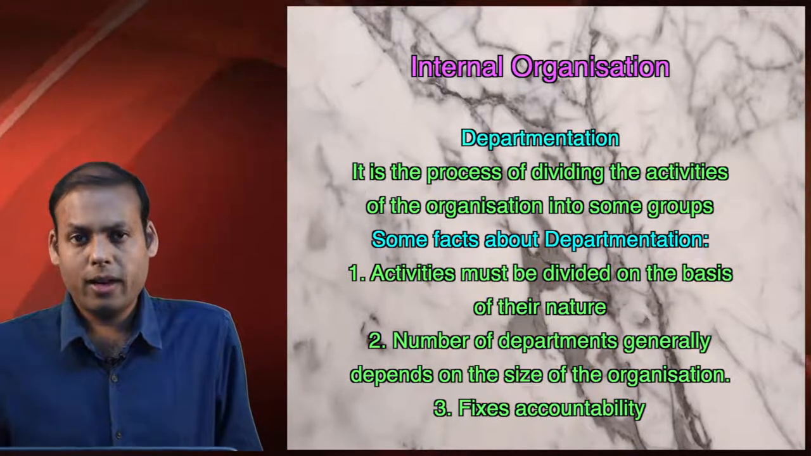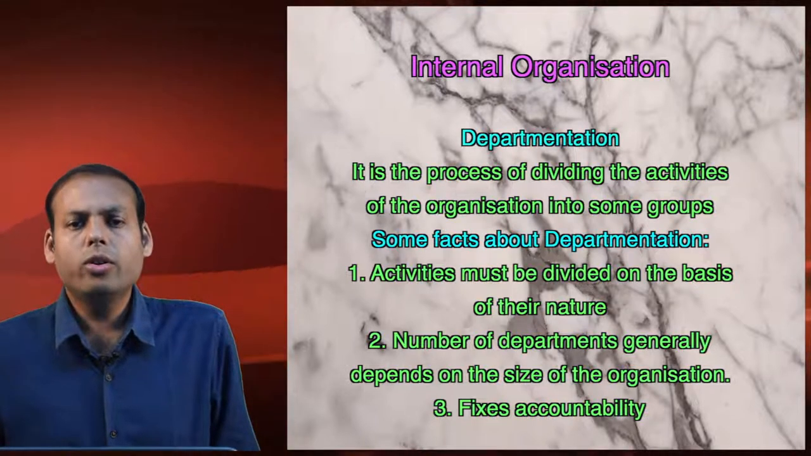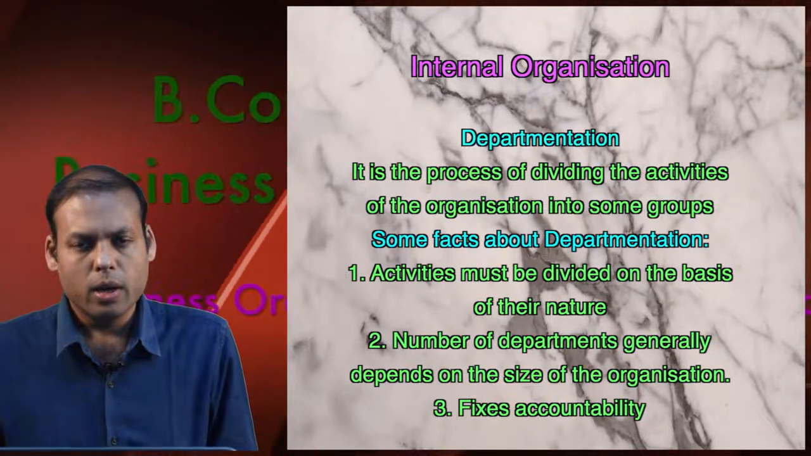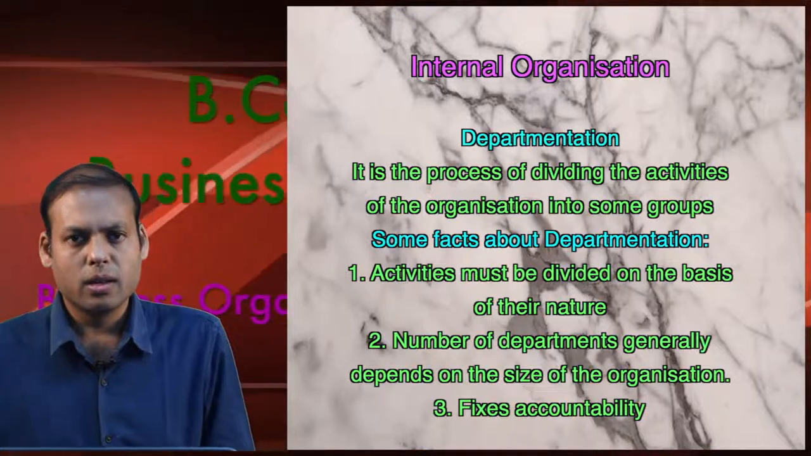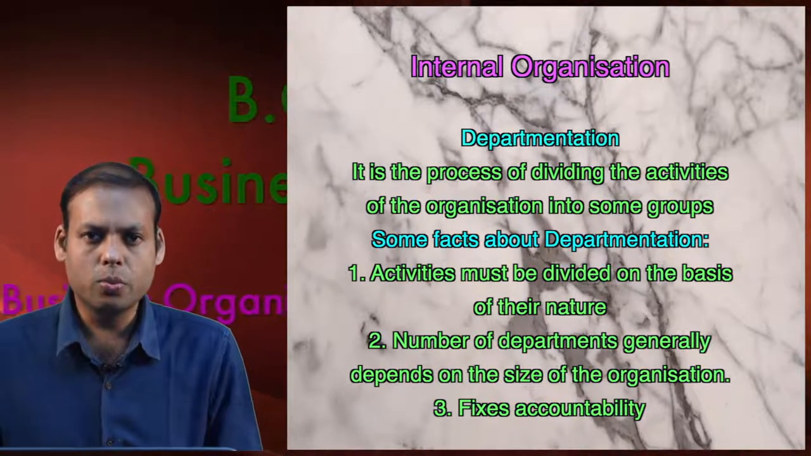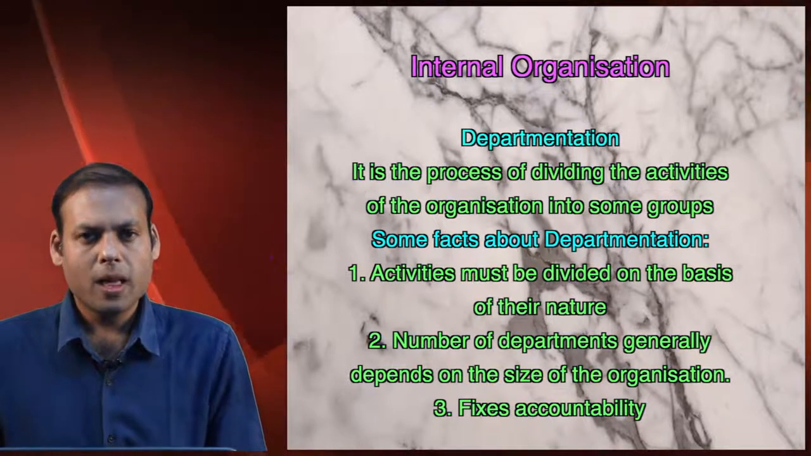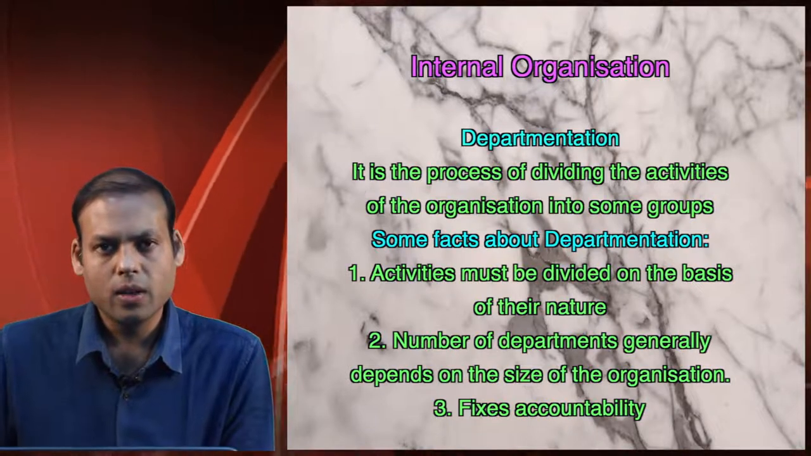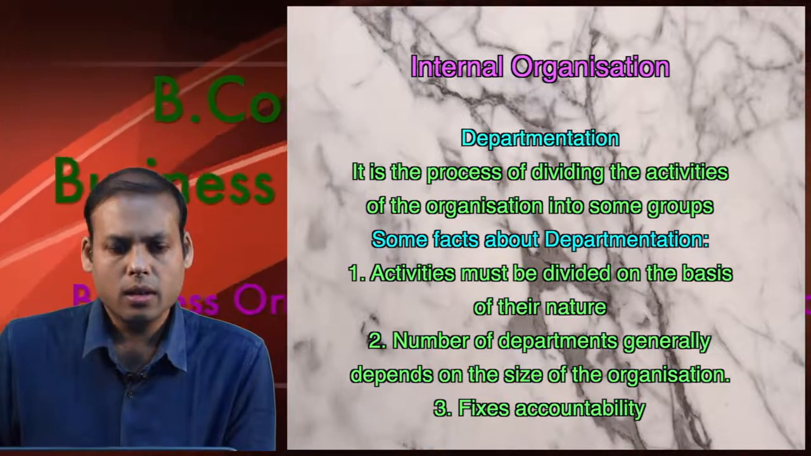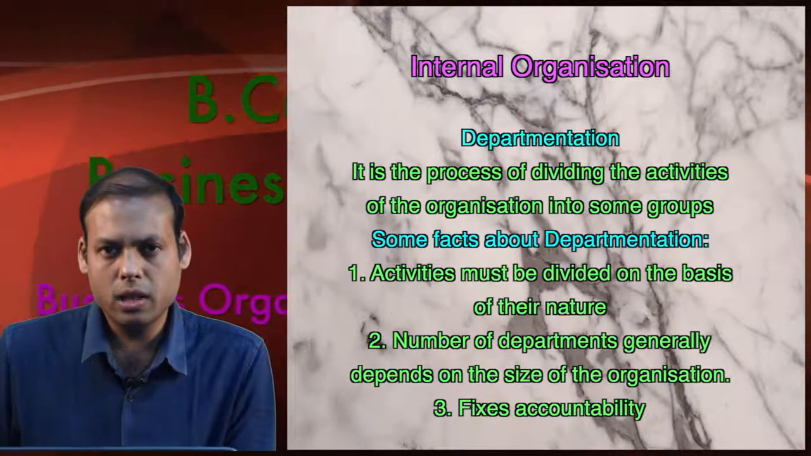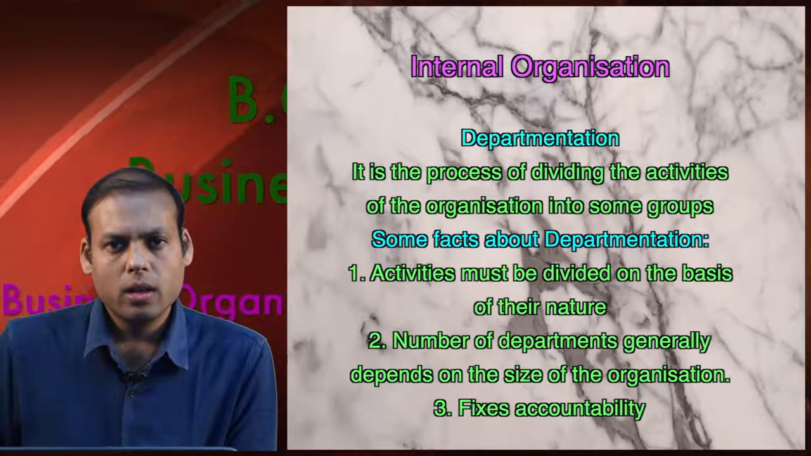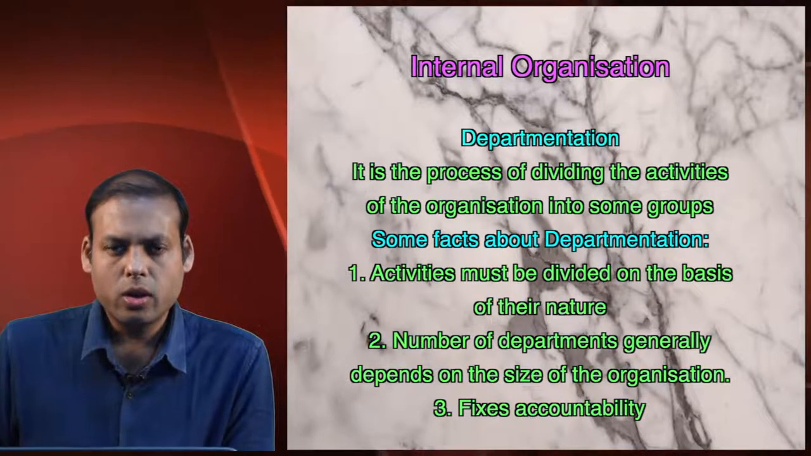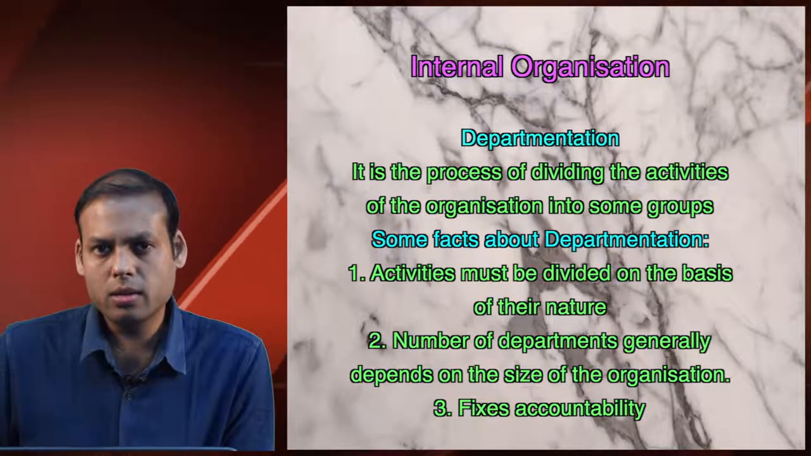Let us discuss some of the facts about departmentation. When we talk about departmentation, the activities that have to be divided must be of similar nature. The similar nature activities must be grouped under a particular group. Let us take an example. Suppose there are only two activities, purchase and sale. We divide it into a purchase department and a sales department. Now, purchase related activities will be grouped only under the department of purchase, not under the department of sales.